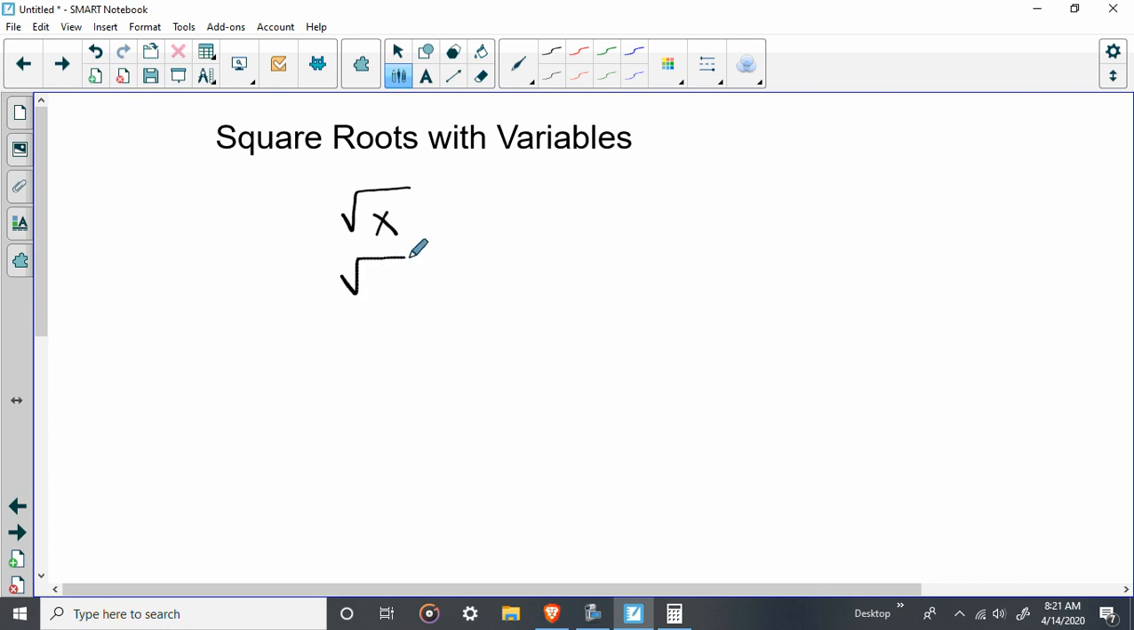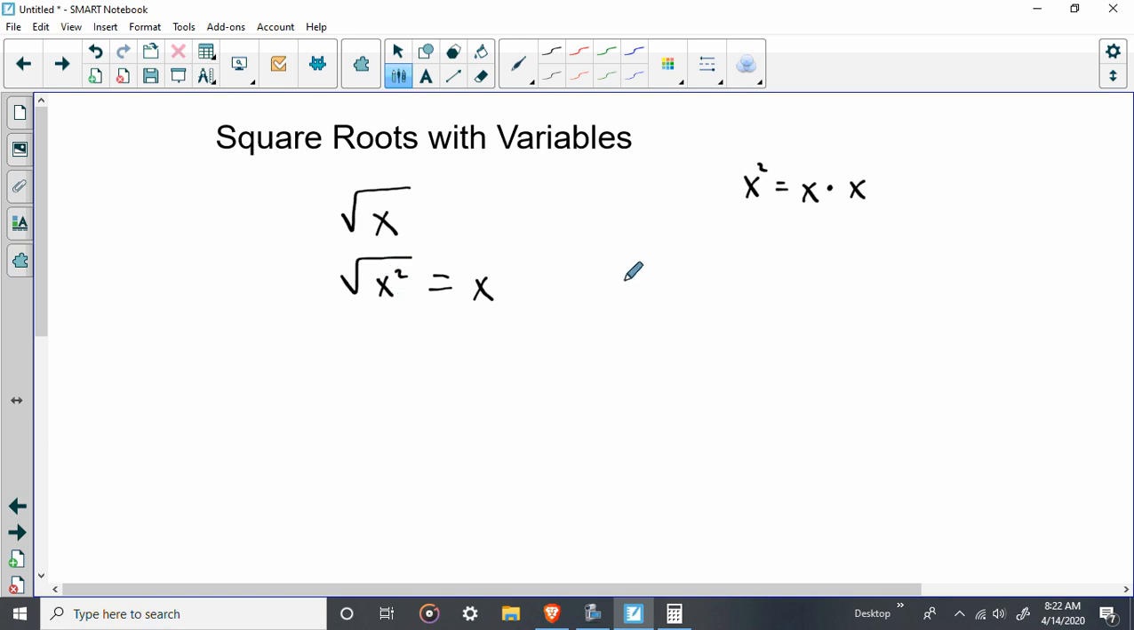What if I said, what's the square root of x squared? Now, again, let's think about what a square root is. I want to know what number multiplied by itself makes x squared. X squared, by definition, is x times another x. So we do know that the number that times itself makes x squared is x, right? X times another x makes x squared. Therefore, we can say that the square root of x squared is x. Okay? So we know that this is true because we know that x times x makes x squared.